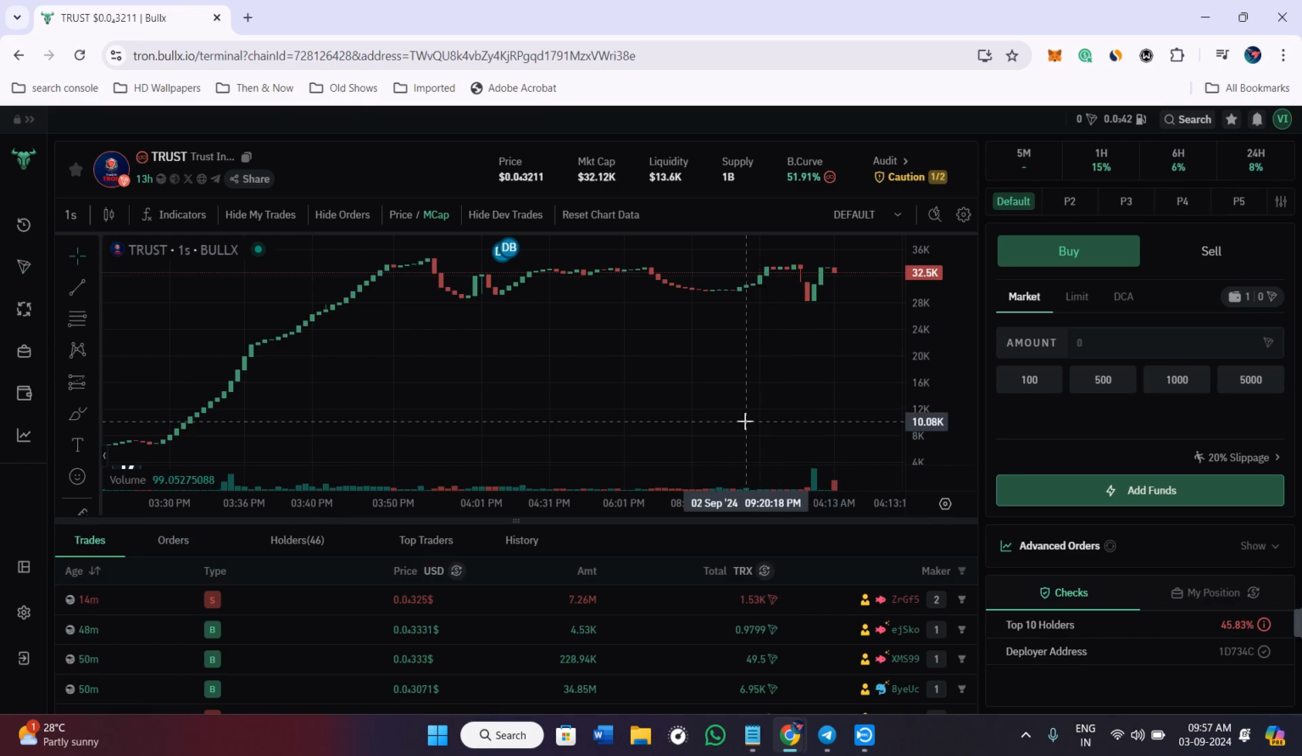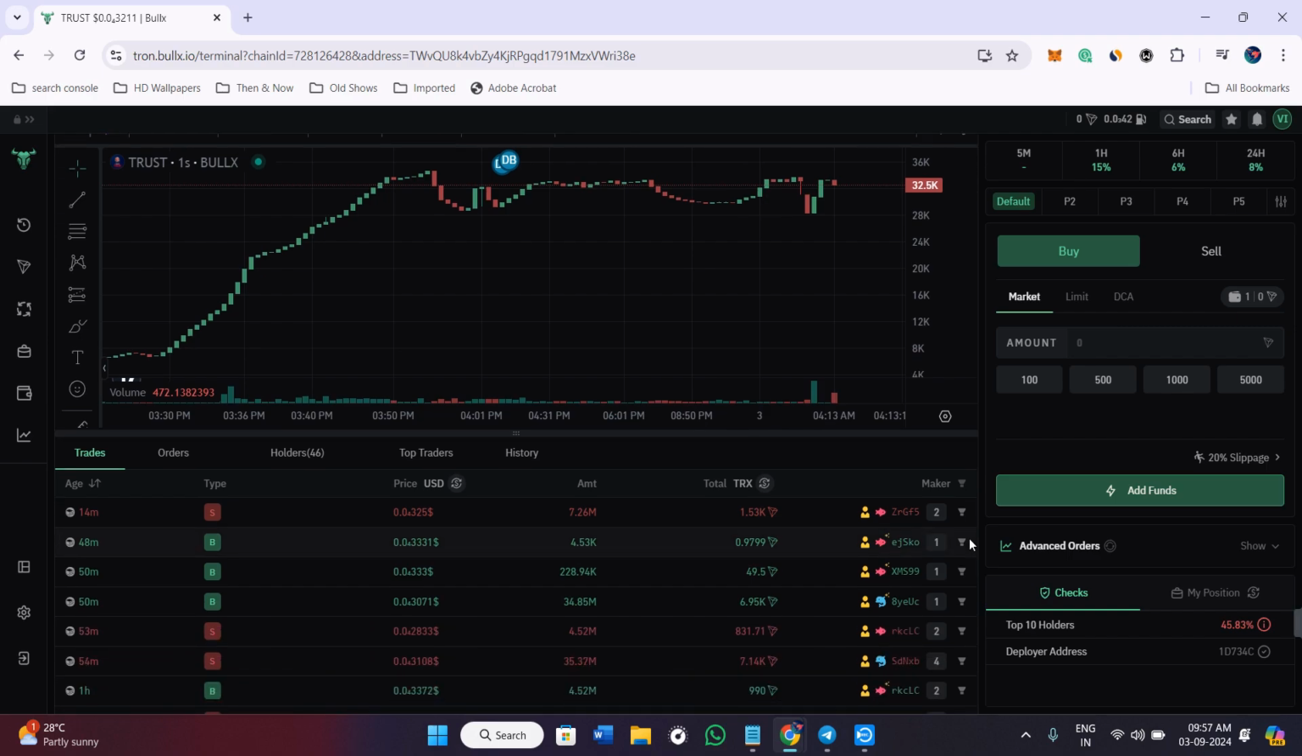Now, for more strategic entries, the DCA feature lets traders split their buying into multiple smaller purchases over time. This helps achieve a better average entry price, especially in a volatile market.